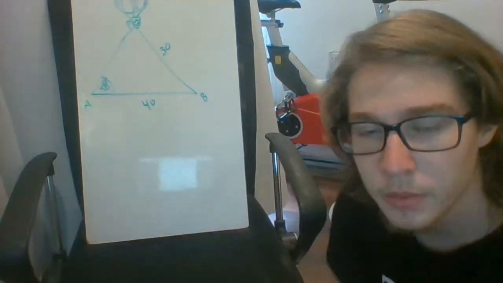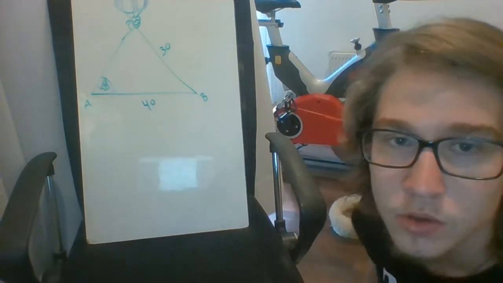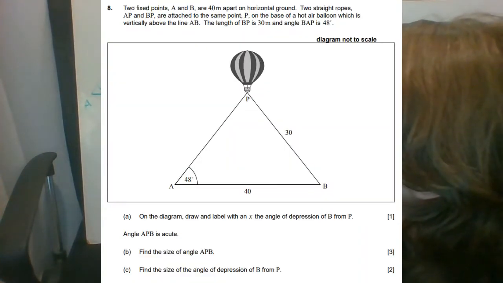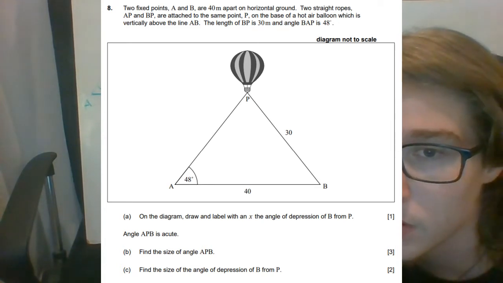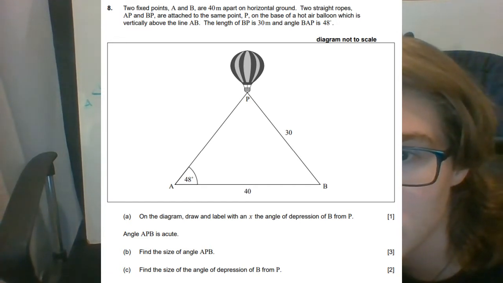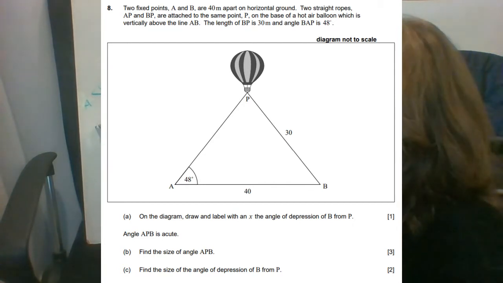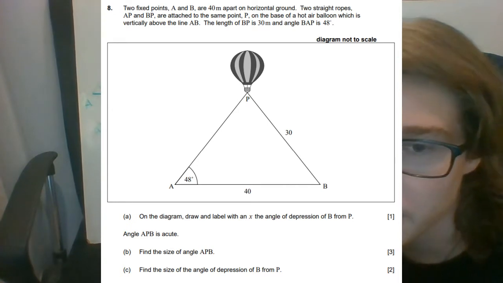Hello everybody. Today we're going to be going over a trigonometry problem at the IB Math Studies level. So the problem gives us this triangle right here, points A, P, B. They give the sides 40 for the line AB, the distance 30 for the line PB, and the angle 48. And so for part A, it asks us to draw and label with an X the angle of depression of B from P, okay?